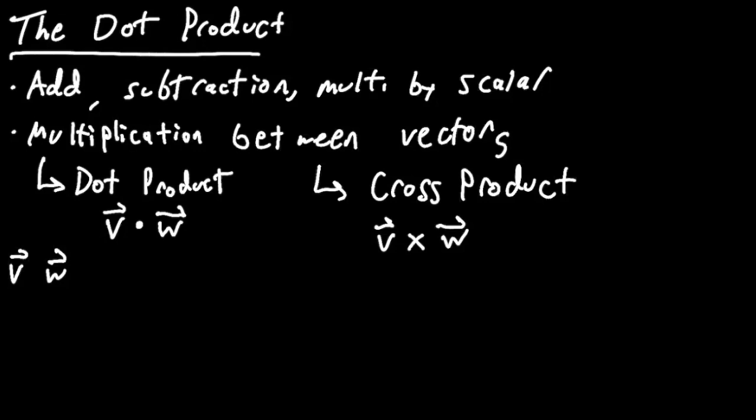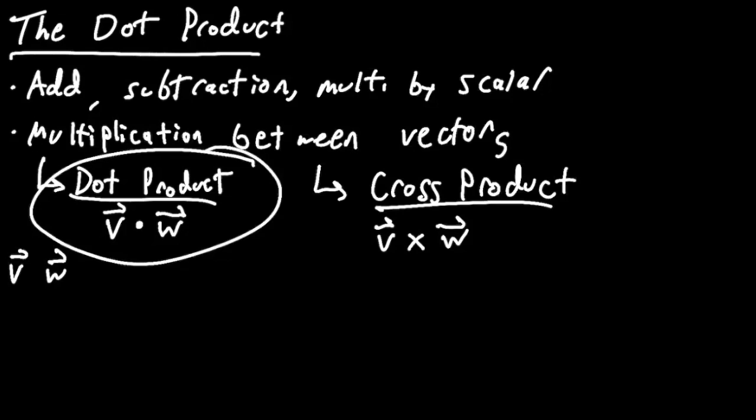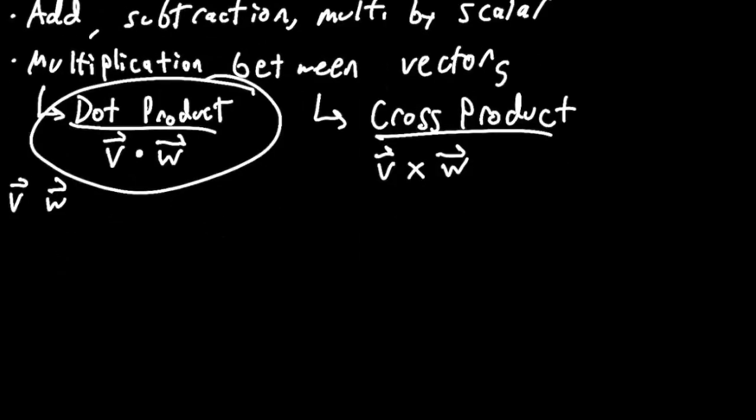The notation that we use is really important because this is how we differentiate between these two definitions of multiplication. So we'll learn about the cross product later. Today we are learning about this definition of multiplication, the dot product. First, let's go ahead and define the dot product.